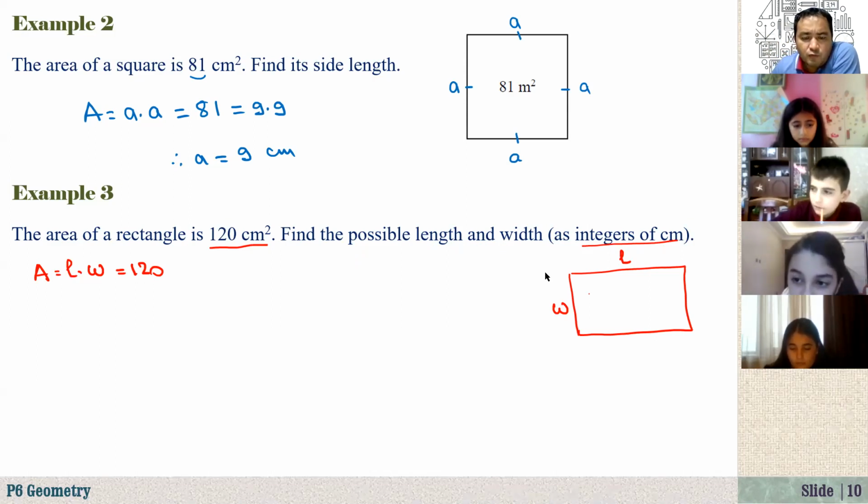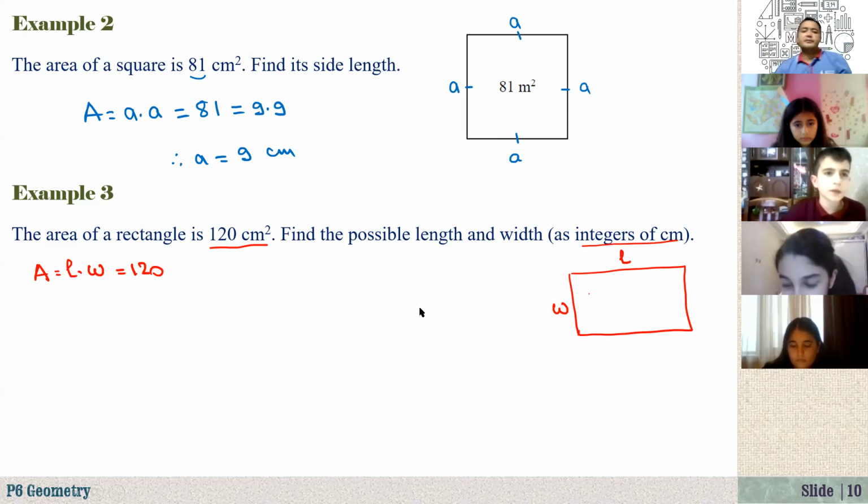Okay, Nigar, 9? What do you mean by 9? No, it is another question. It is example number 2.